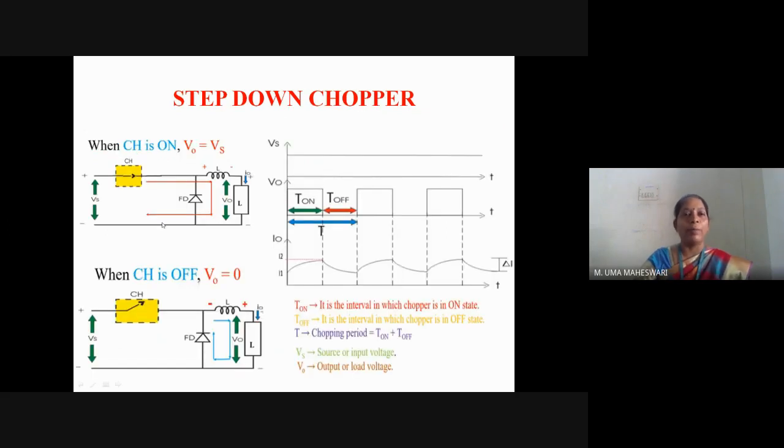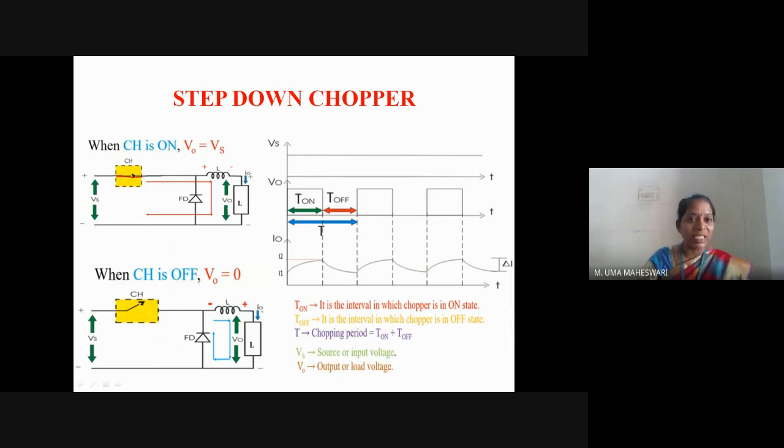So in mode 1 operation, the switch is in on state. Switch in on state means CH is on, which means that the switch acts as a closed circuit. Here, since it is a closed circuit, we have drawn the switch in the closed circuit manner. So when the switch is in on condition, how is the power flowing? From the positive of the source through the switch, through the inductance, and to the load, and to the negative of the supply.